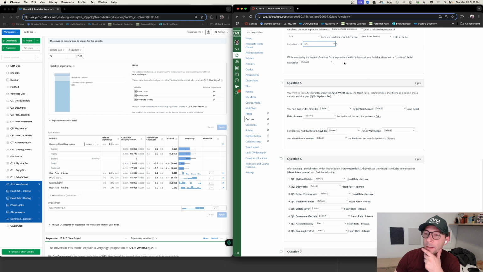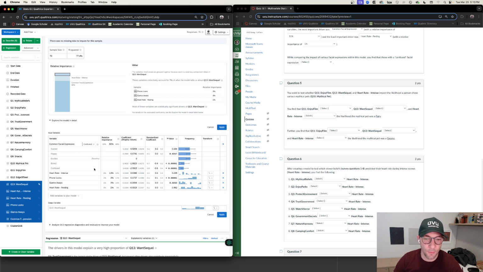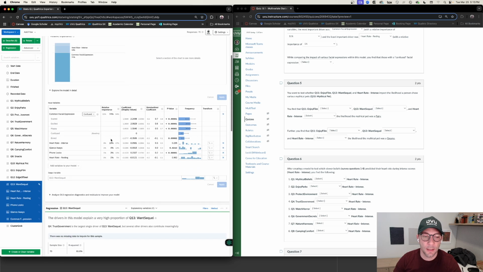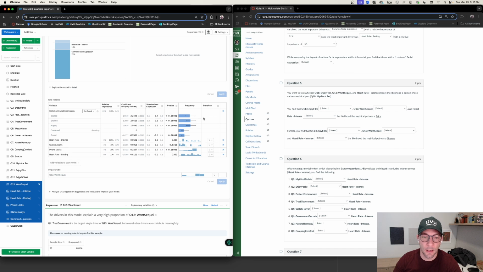And then while comparing the impact of the various expressions within this model, you find that those with the confused facial expression. Okay, so we're looking at confused, so I'm going to select confused for mine. And what we're going to do is change the baseline. So first I'm going to click confused, and I'm going to click apply. What this is now going to show me is a comparison of all the other facial expressions to confused. Okay, so in this case for me, I'm seeing positive betas here. These are significant. There's a negative beta here for bored.